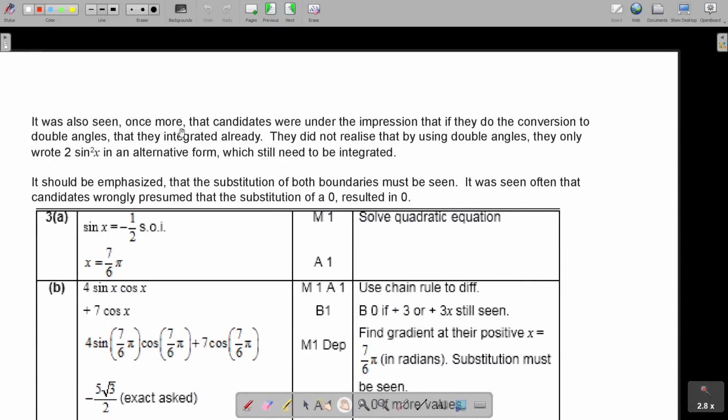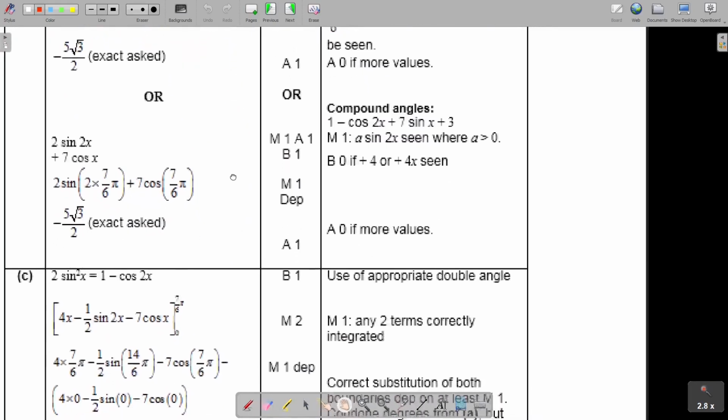Okay, and then we can just see what they still wrote there for us. It was also seen once more that candidates were under the impression that if they do the conversion to double angles that they integrated already. Now, you used trigonometry, you didn't integrate. They did not realize that by using double angles, they only wrote this in an alternative form, which still needs to be integrated. It should be emphasized that the substitution of both boundaries must be seen. It was seen often that candidates wrongly presume that the substitution of 0 results in 0. No. They're going to catch you out. Work it out, make sure that there's not a number involved. Okay, and that was then the final.